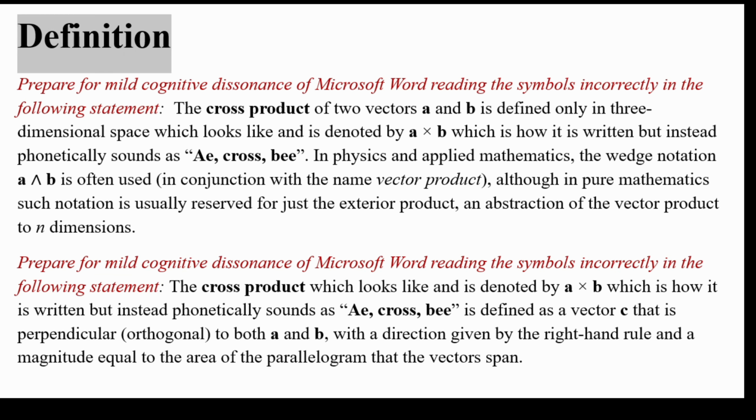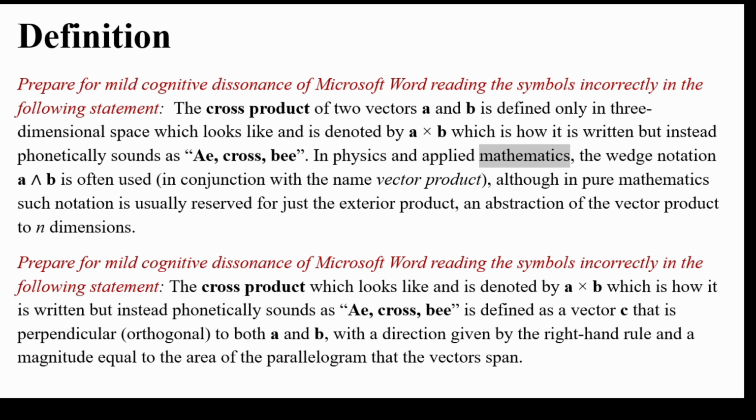Definition. Prepare for mild cognitive dissonance of Microsoft Word reading the symbols incorrectly in the following statement. The cross product of two vectors A and B is defined only in three-dimensional space, which looks like and is denoted by A times B, which is how it is written but instead phonetically sounds as A cross B.